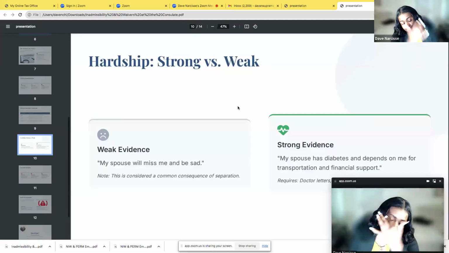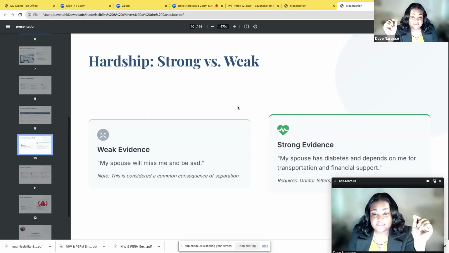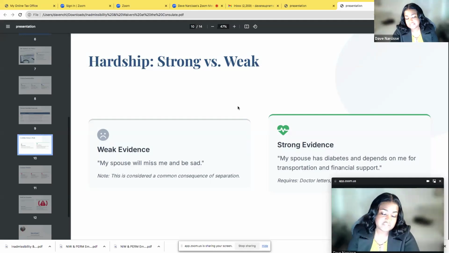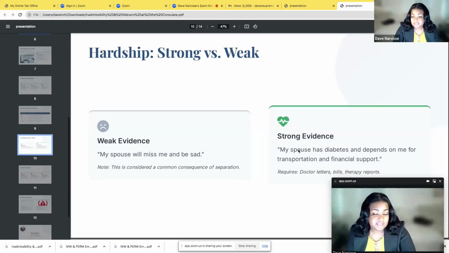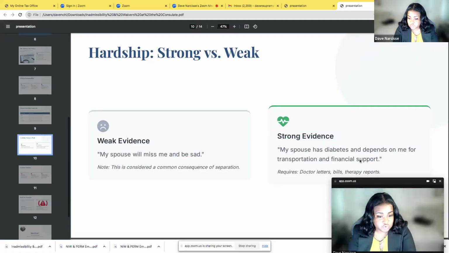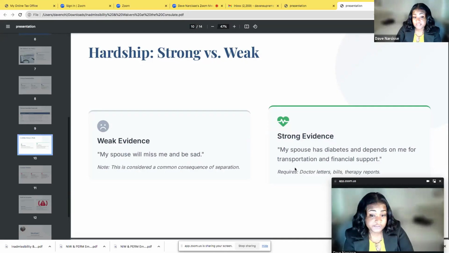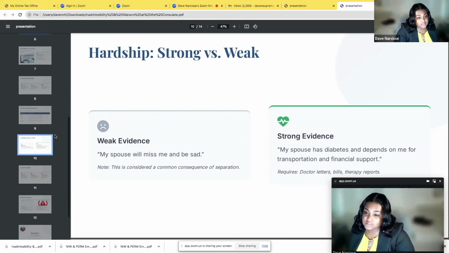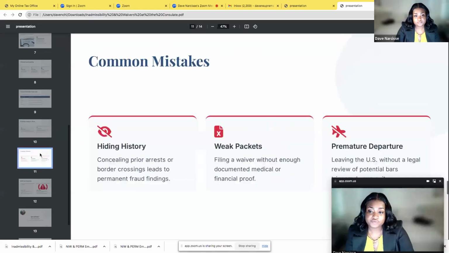The hardship must be very strong. It cannot be weak. Weak evidence would be, for example, my spouse will miss me and be sad. No, this is just considered a consequence of separation. This is not hardship. You need to say, my spouse is diabetic and depends on me for transportation and financial support. And you need proof, like doctor letters, bills, therapy, and reports that support what you said, and then you can have your waiver approved.